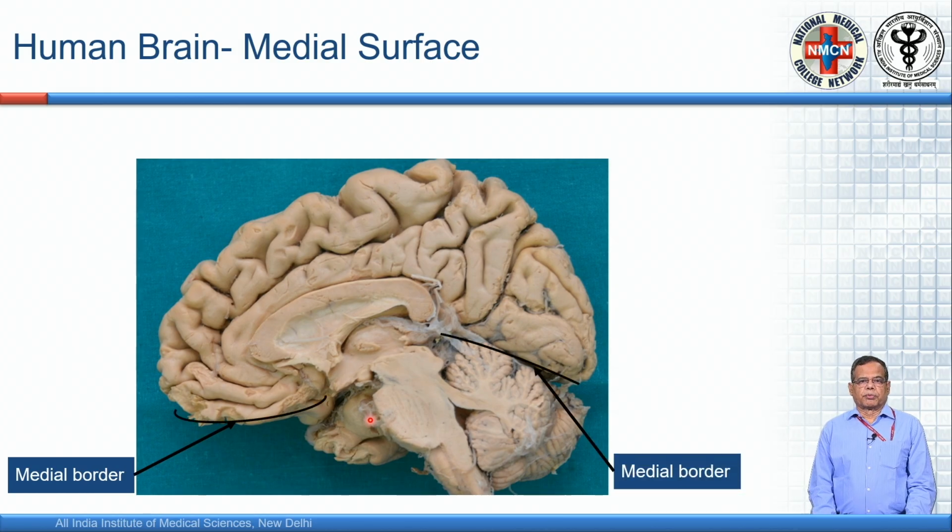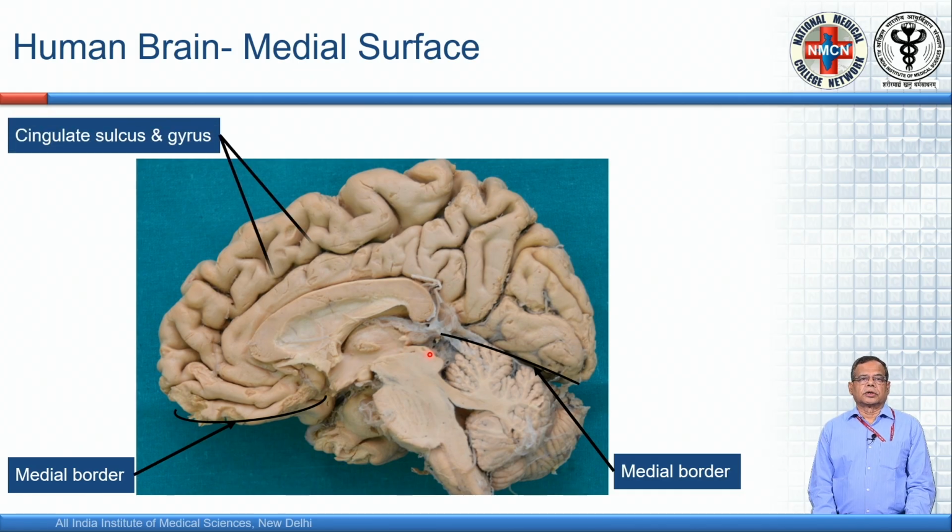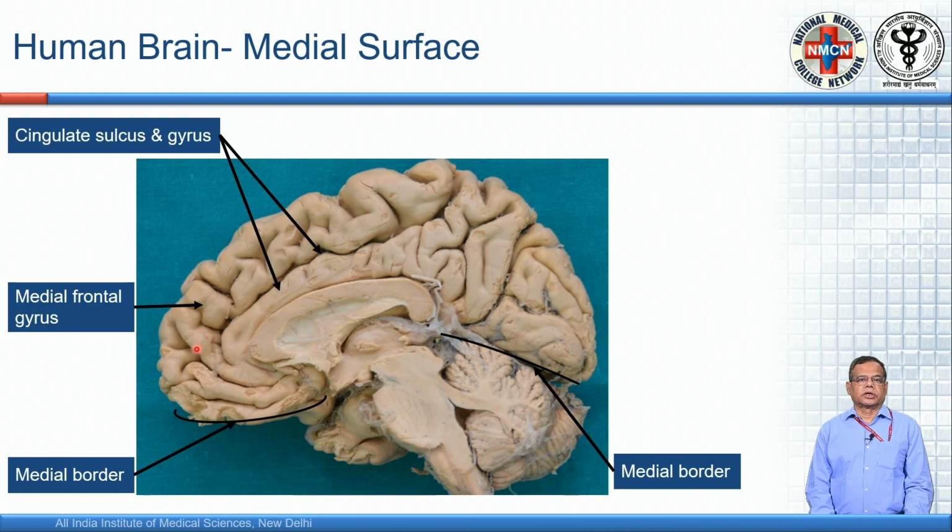The medial border of the brain is formed by the line joining the occipital pole and the frontal pole. In the middle, it is interrupted by the midbrain. The sulci and gyri on the medial surface of the brain are the cingulate sulcus and the cingulate gyrus, which lies just above the corpus callosum. Then the medial frontal gyrus. On the lateral surface, we have seen the superior, middle and inferior frontal gyri. On the medial surface, this is the medial frontal gyrus.